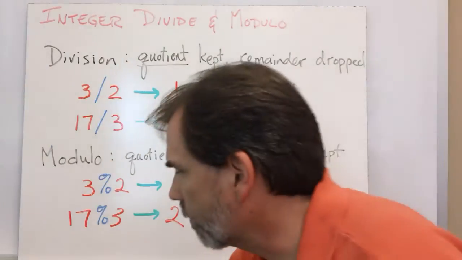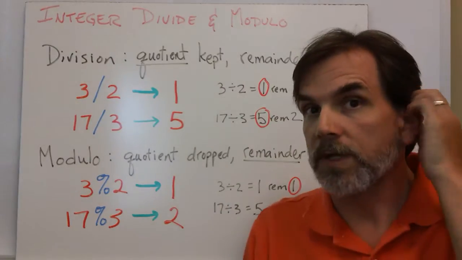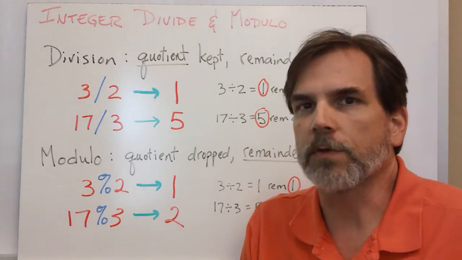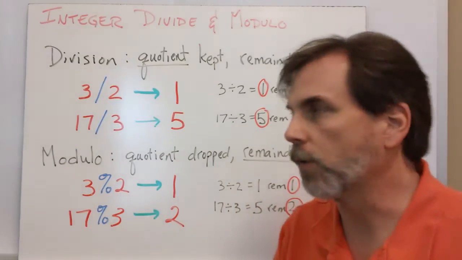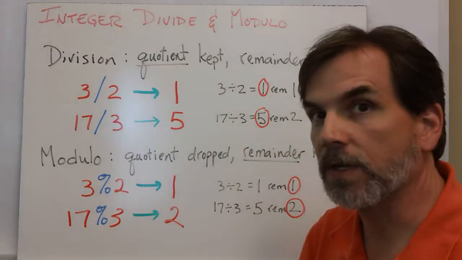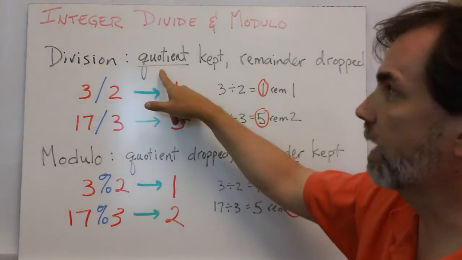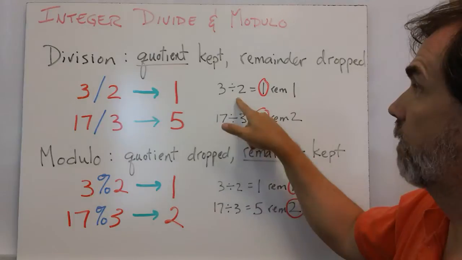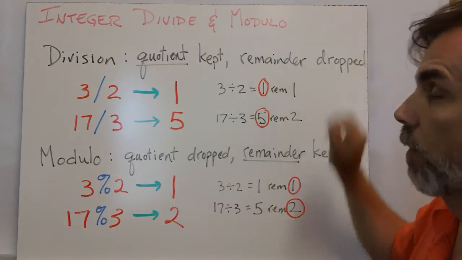So when we perform division on integer values, we don't end up with a fraction because we can't store fractions in integers. So we throw the fractional part away. We throw the remainder away. So if we divide 3 by 2 in C, we don't get 1.5, we get 1. Right? So in division we keep the quotient and we drop the remainder. So 3 divided by 2 is 1 with a remainder of 1. We keep the 1 and throw the 1 away.